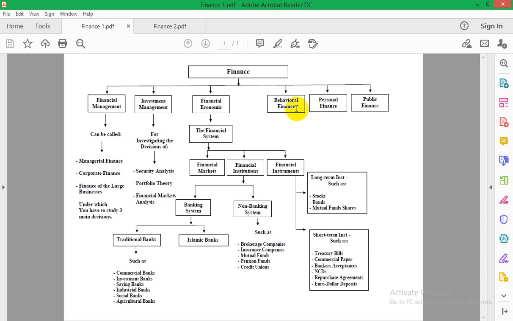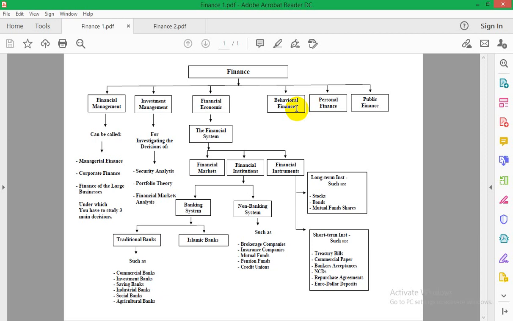And personal finance, what does it mean? In personal finance, we are trying to study how individual families and individuals themselves can run their own properties. This is the meaning of personal finance. And finally, public finance.